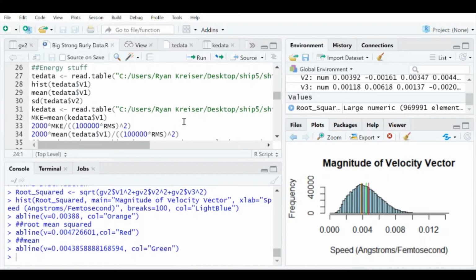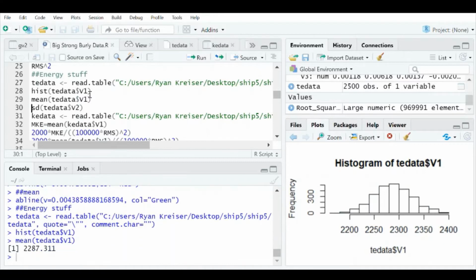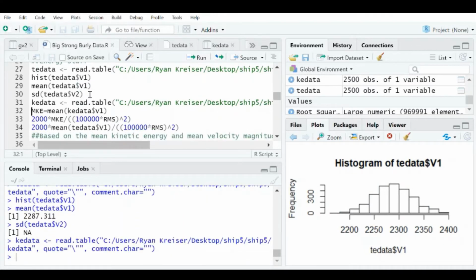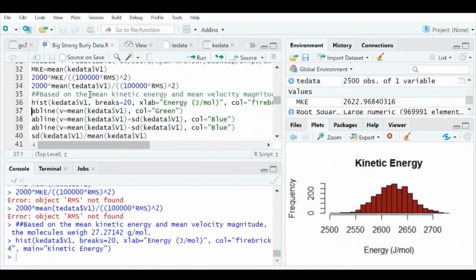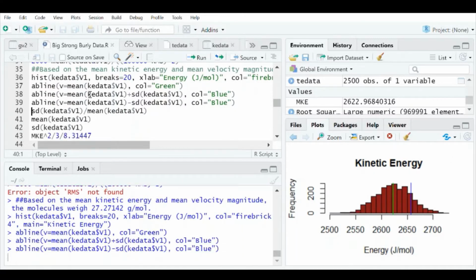Another advantage of R is that it allows you to pretty easily load more data in as time goes on. Here you'll notice I've read the total energy data that our intelligence assets have provided, the kinetic energy data, and I can do the same thing with these sets of data.